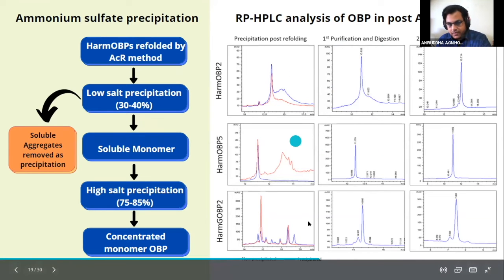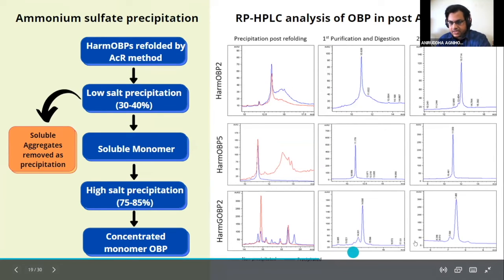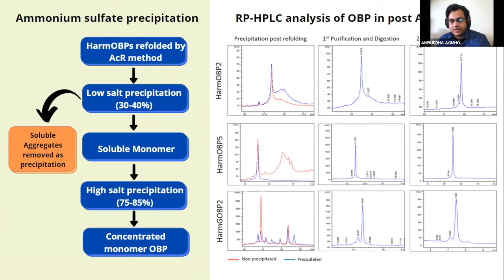So this is the refolding stage. Then this is the first purification and digestion, that is removing the his tag, and this is the second purification, which is basically the ammonium sulfate purification. You can see that the protein is very clean without using a second chromatography method, which is, I think, a big advantage here.